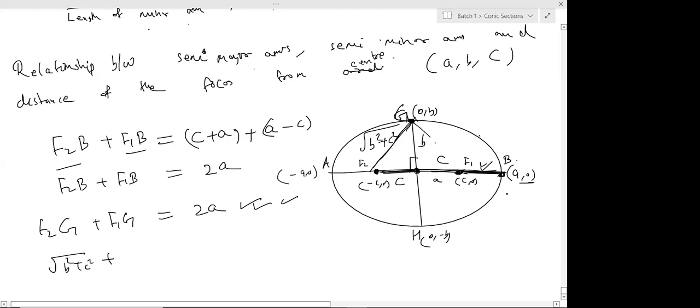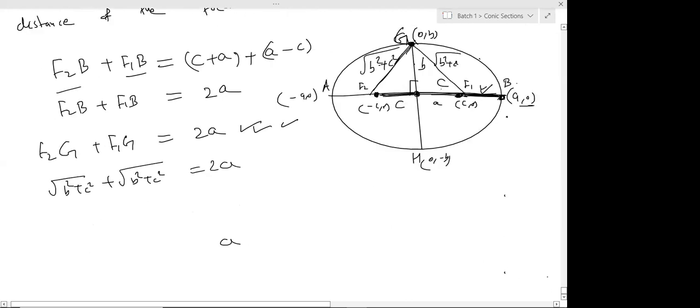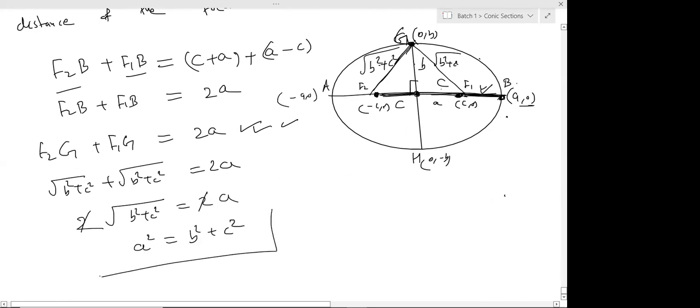And same with F1G, because this is C and this is B. So this is also under root B square plus C square. So again, I'll be writing this equals to 2A. Is this step clear? All right. So this is 2 times under root B square plus C square equals 2A. 2 and 2 cancel. Squaring both sides, I can write A square equals B square plus C square. And this is the relation between A, B and C, where A is the semi-major axis, B is the semi-minor, C is the distance of any focus from center.